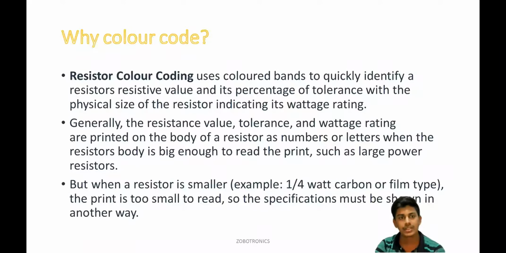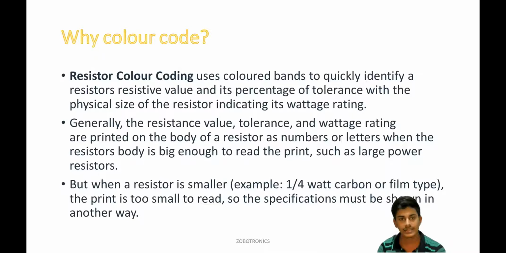So why do we use color code? Actually, we use color code to quickly identify the resistor and its percent of tolerance. That is, what percent error it can give. We can calculate that by directly seeing the last band of the resistor. So hence it indicates the wattage rating also.